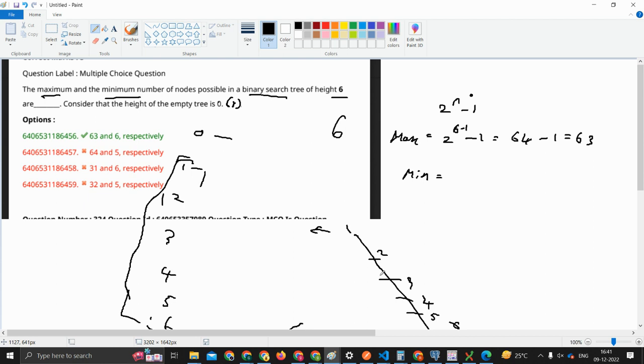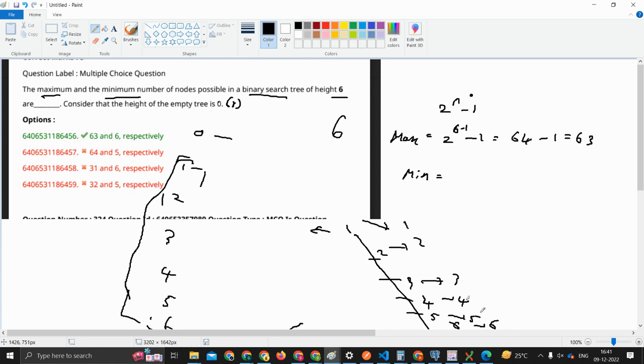What are you asking? They're asking the number of nodes, right? In this case, if the base of the tree would have been 1, then how much would have been the minimum number of nodes? 6 or 5? 5, right? I think the minimum would be the same. It would be 6 only.